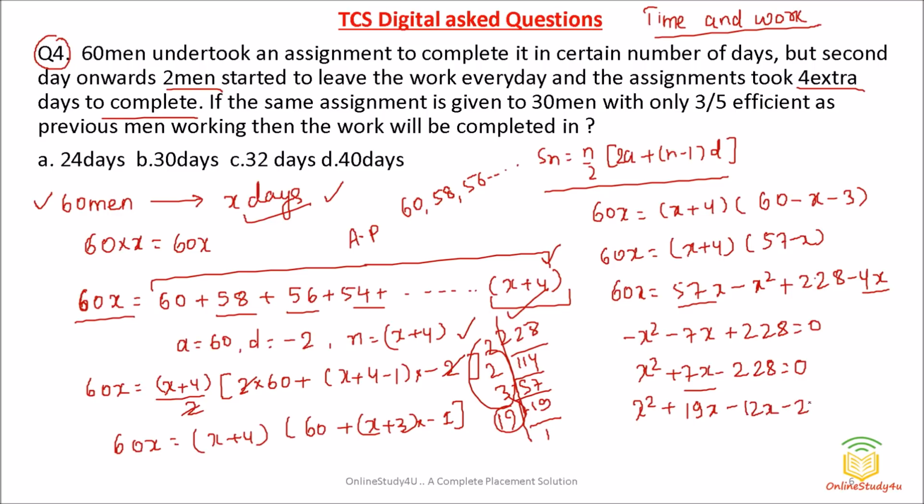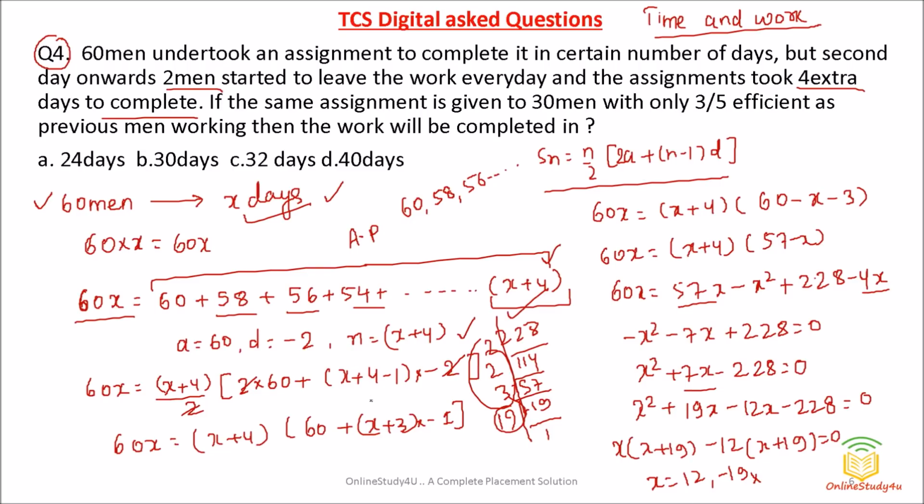So this is how we solve this quadratic equation. So x common, so x plus 19, minus 12 common, so x plus 19 will be equal to 0. x will be equal to 12 and minus 19. Minus value we will not consider because x is what? The number of days, right? Okay, so number of days.